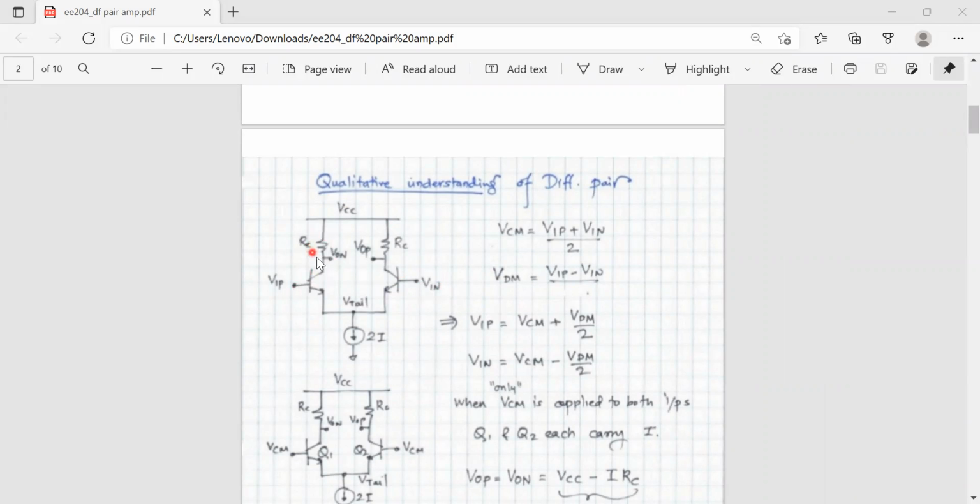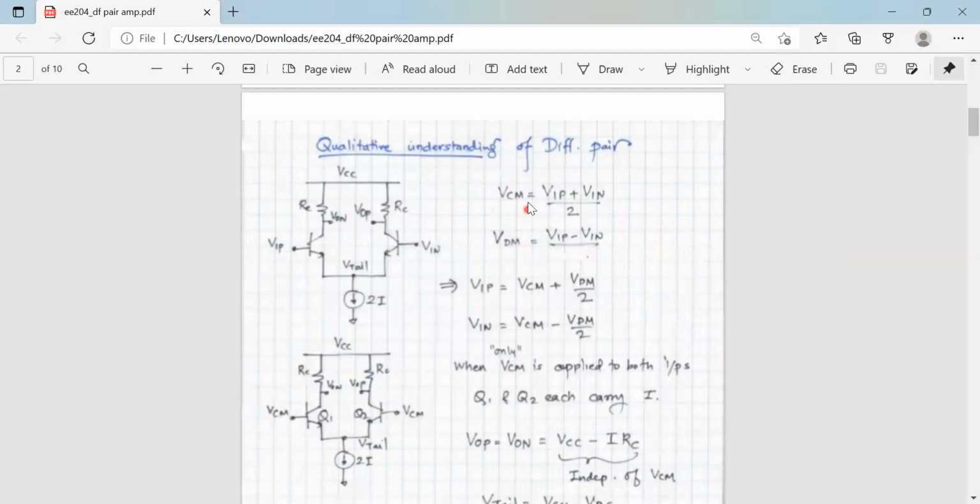Here, due to inversion through this resistor, if this increases, this decreases. So we will take an inversion in notation. Here the positive is given as input and the output is taken from here. This is the negative output. We take this notation due to the inversion from here to here.